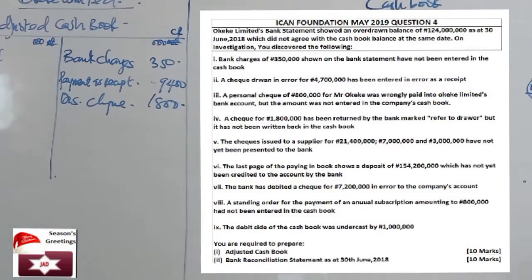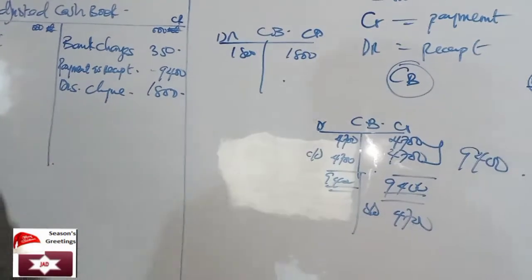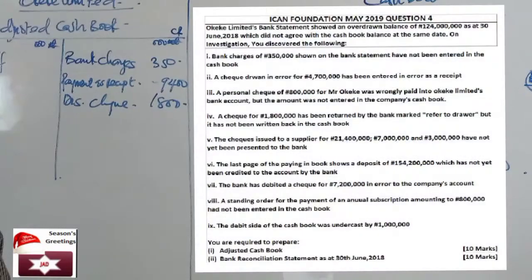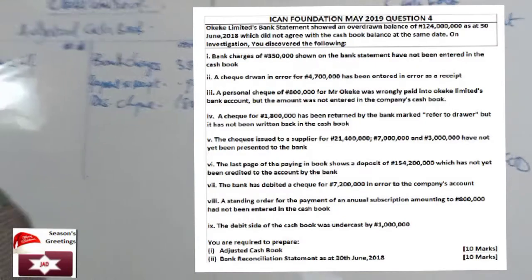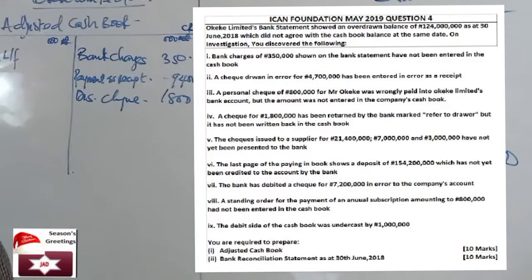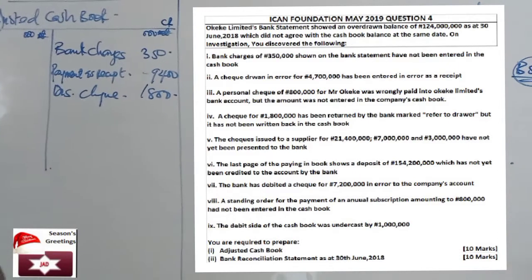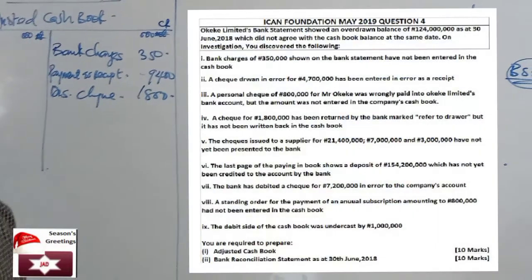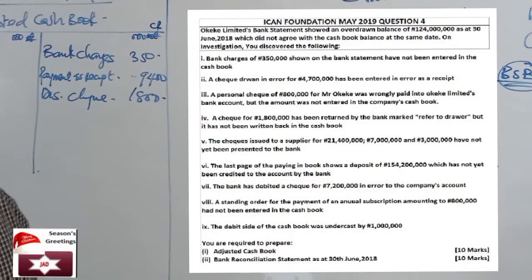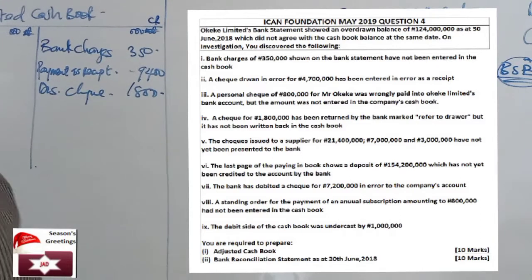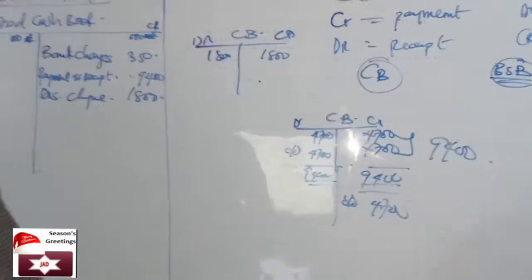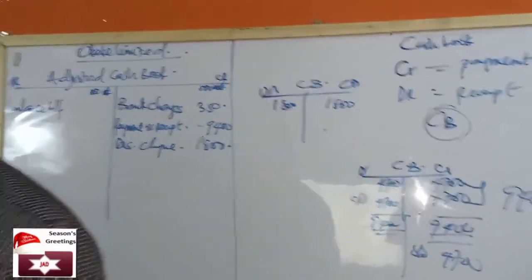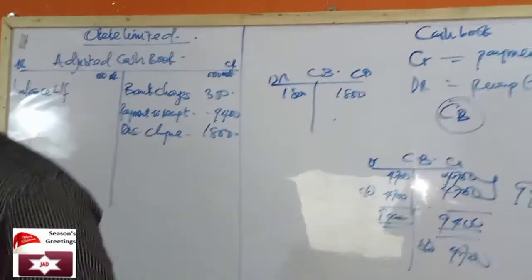So the next one there, the checks issued to a supplier, 21,400,000, 7 million, 3 million have not been presented to the bank. That's unpresented checks. So that will be treated in the bank reconciliation statement. And then the next one says the last page of the paying in book shows a deposit of 154,200,000 which has not been credited to the bank account. That's uncredited check. That will go to the bank reconciliation statement. The next one says the bank has debited a check for 7,200 in error to the company's account. The bank has debited, that means a check that does not belong to the company has been debited to them. So that will be corrected in the bank reconciliation statement.